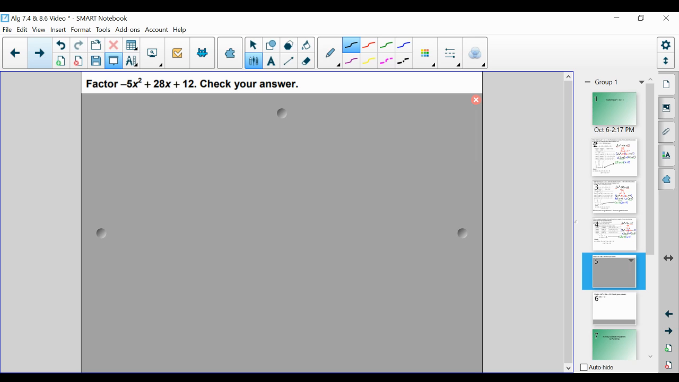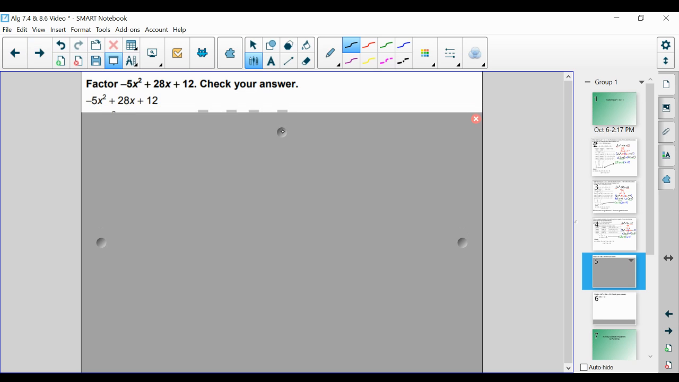Awesome. Let's go through one more example through your guided notes, and then I'm going to show you the way that I do it. So we're going to factor negative 5x squared plus 28x plus 12.